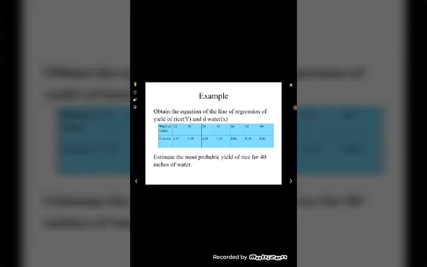So the question which was asked was to estimate the most probable yield of rice for 40 inches of water. So what is the most probable yield? The most probable yield is 8.11 tons. So in this way you have to calculate the regression coefficients, and then you have to apply them inside the formula.